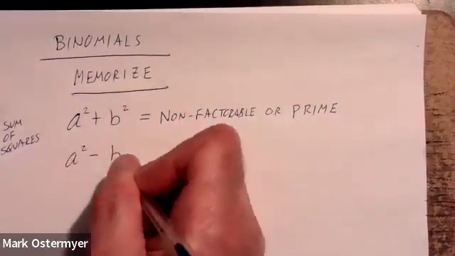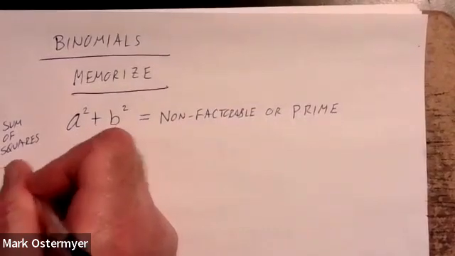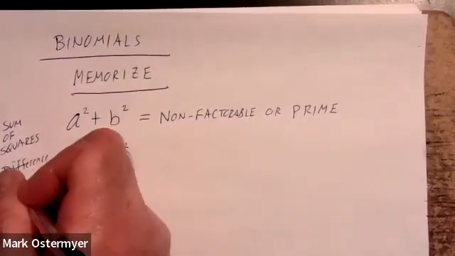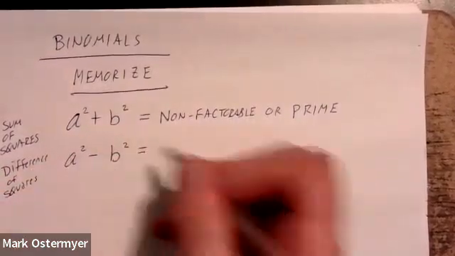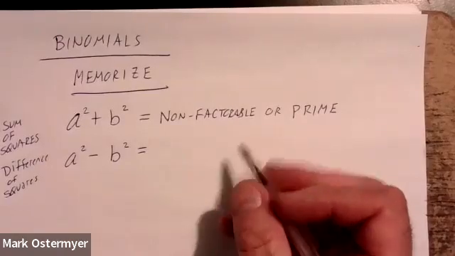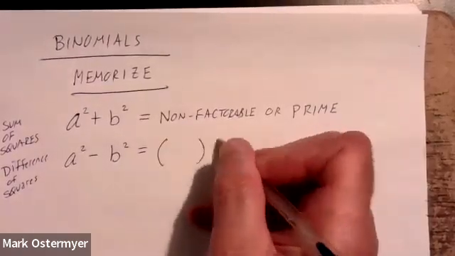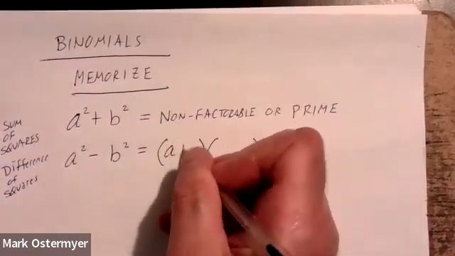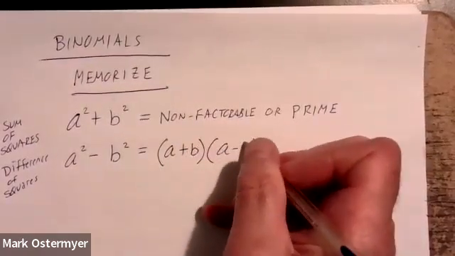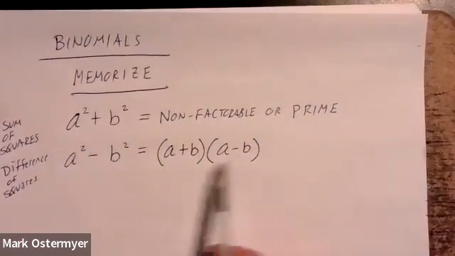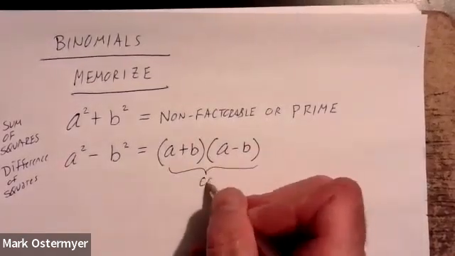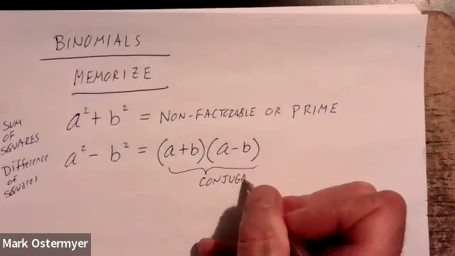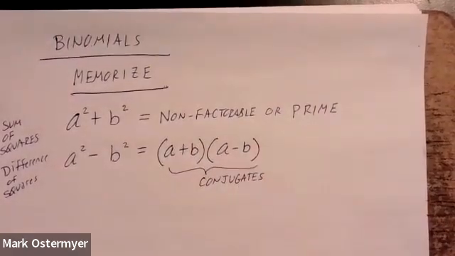Contrast that one with this one here. This is called the difference between squares. That's the difference between perfect squares. And unlike the sum of squares, the difference of squares can be factored. So this would factor into a plus b times a minus b. And any binomials that look like this and differ only by the sign in between the terms are called conjugate binomials. So these are conjugates of each other. All right, that's how you factor the difference between perfect squares.